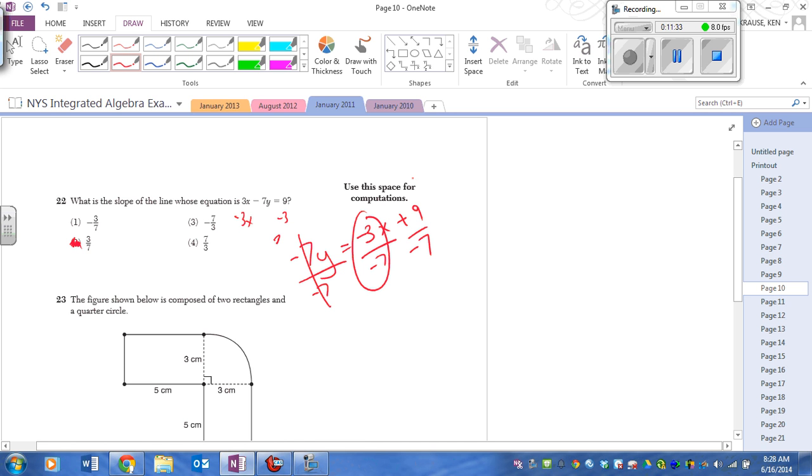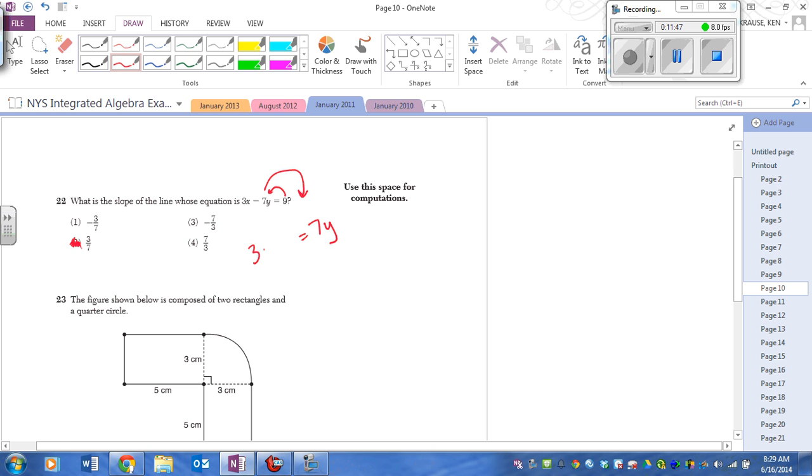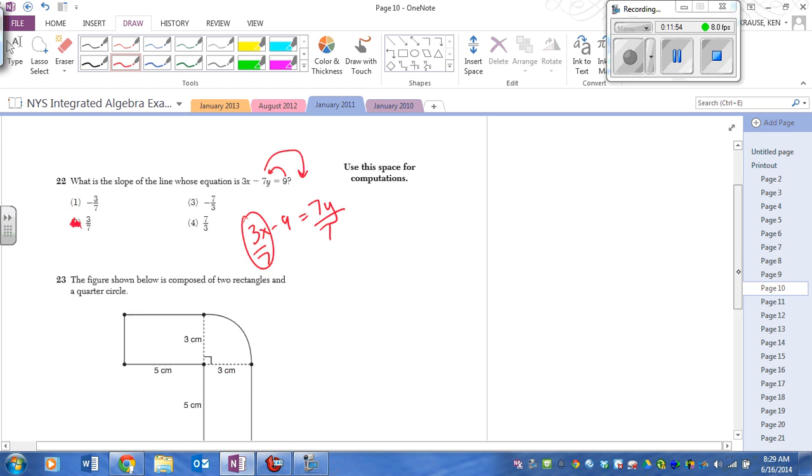Now if you didn't like doing that, what I might suggest is something more along the lines of this. Move this over here, which makes this 7y equals, I move the 9 back, 3x minus 9, and then divide by 7. That makes the problem just a little bit easier. Alright.